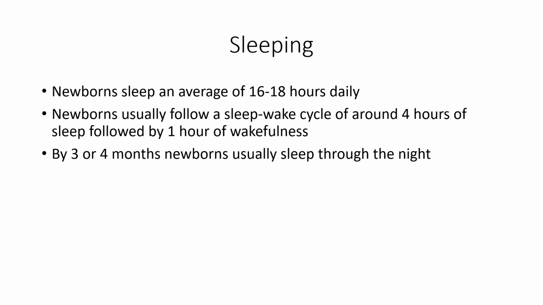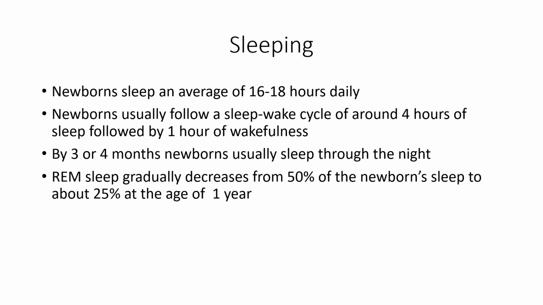As far as types of sleep, REM sleep, rapid eye movement, or when the baby is dreaming, this type of sleep gradually decreases from 50% of the time in newborns to about 25% of the time at age 1, and then it actually even goes down a little bit more than that as you get older. You're probably getting about an hour to 2 hours of REM sleep a night right now, depending on how much you sleep. Less if you sleep less than 7 hours.